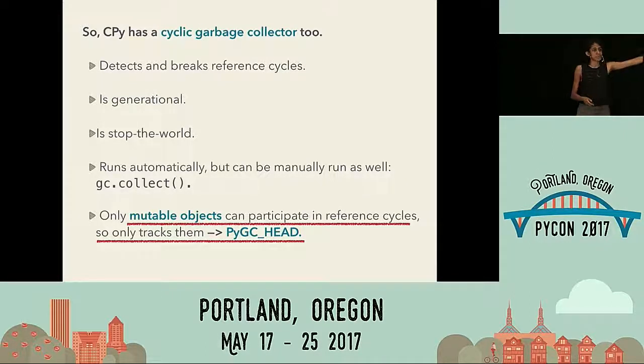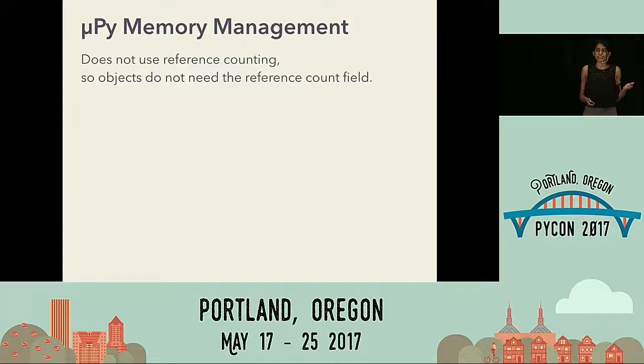Those are some details about the garbage collector. They don't matter super much. What matters is that only mutable objects are tracked by the garbage collector because only they can participate in reference cycles. What about MicroPython? MicroPython, we saw, doesn't have this reference count field. So what does it do? How does it know when to delete objects?